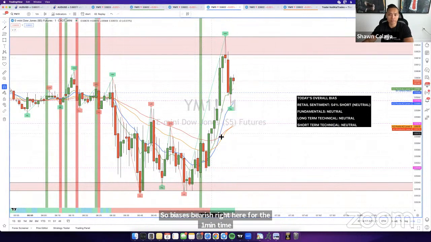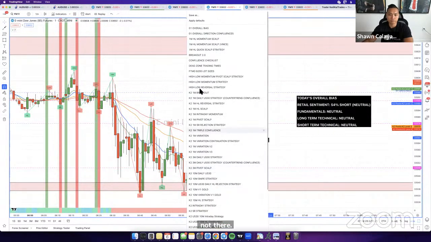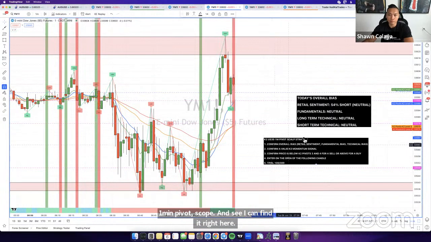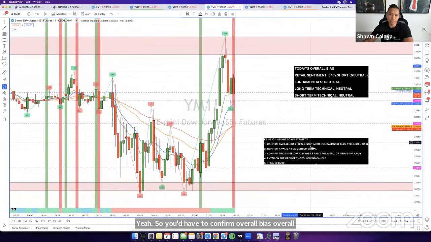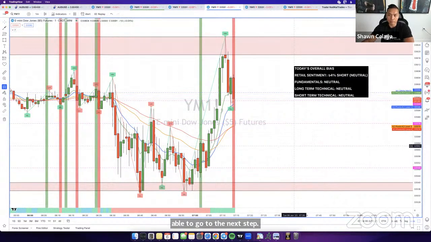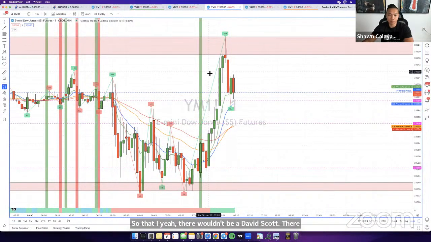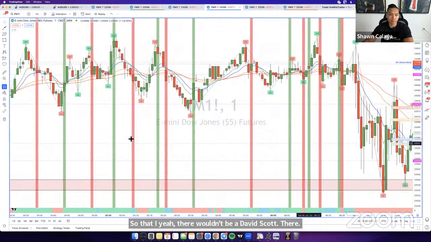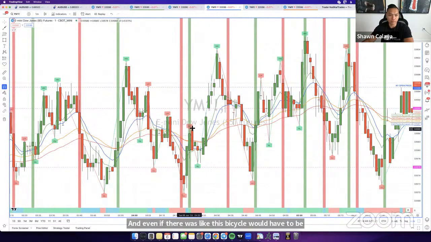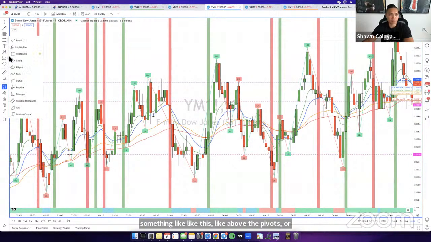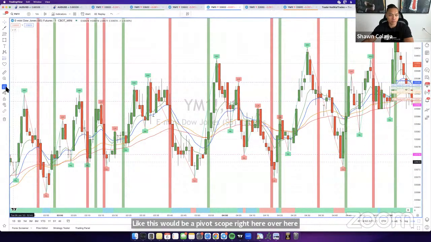So in order for you to take a 1 minute pivot scalp, let me see if I can find it right here. Yeah, you'd have to confirm overall bias. Overall bias for right now is currently neutral, so you wouldn't be able to go to the next step. So there wouldn't be a pivot scalp there. And even if there was, this buy signal would have to be somewhere above the pivots, like this, or even this one right here. This would be a pivot scalp right here, Maria, because I'm pretty sure price is bullish at this time.